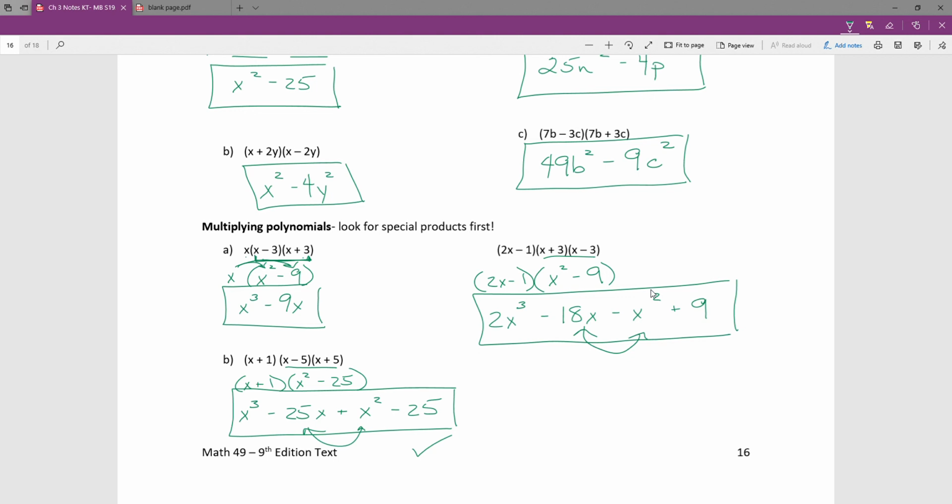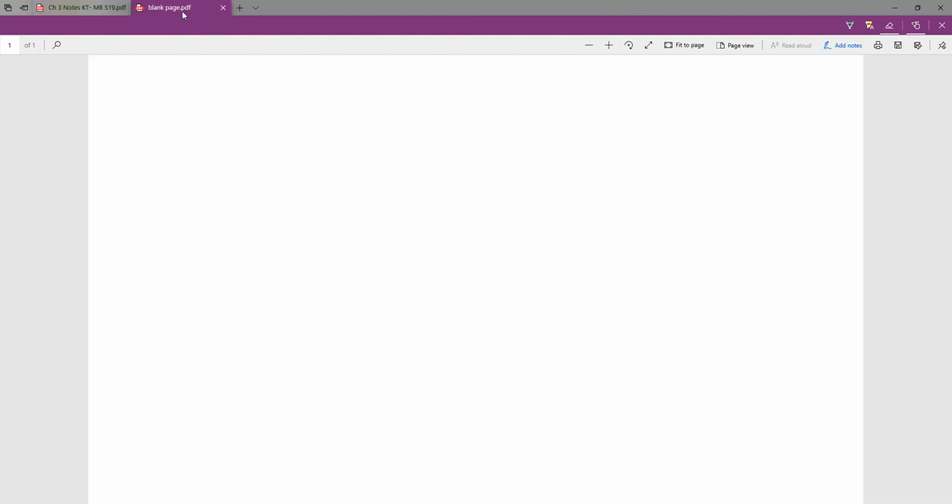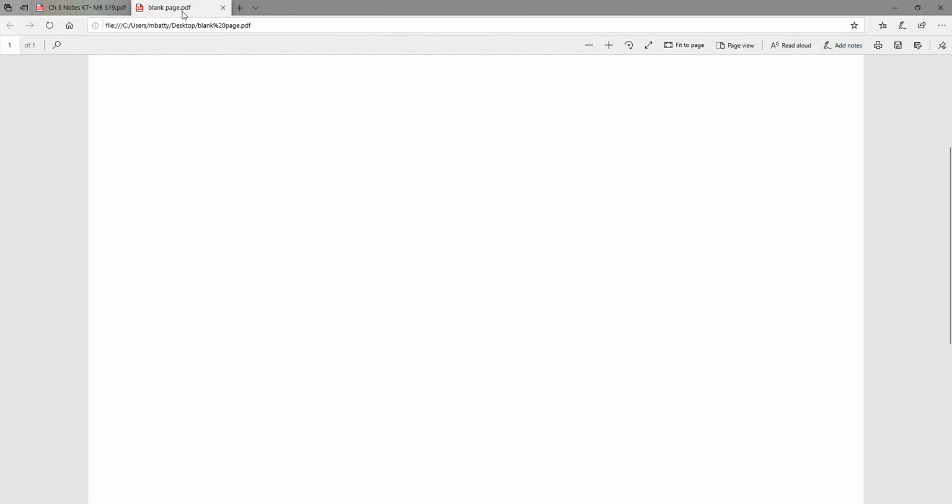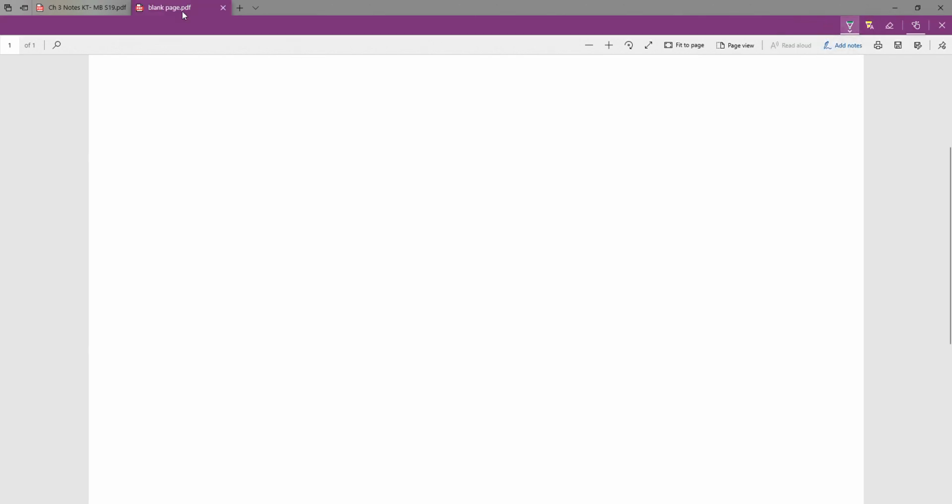There's one more that I want to add in here, and so I'm going to switch to the blank page. I usually just do this one in class, but if you're watching in the video, what about this? What if I had one half plus x, squared? If I have fractions in here, I can do it just the same.